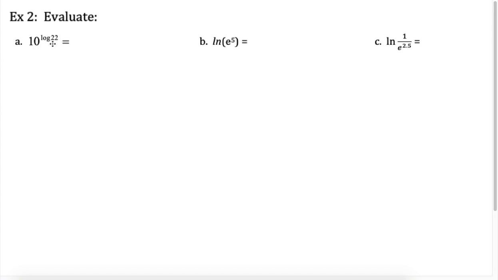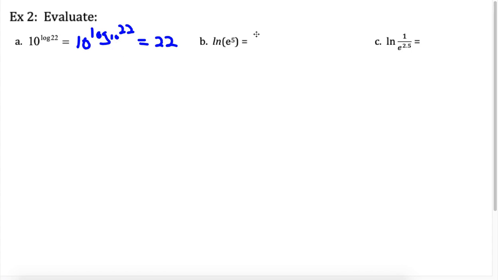So here, 10 to the log of 22, again, if we don't see a base, that means log base 10 of 22. So since I have the base of my exponential and the base of the log are the same, those essentially cancel out, and that just equals 22.